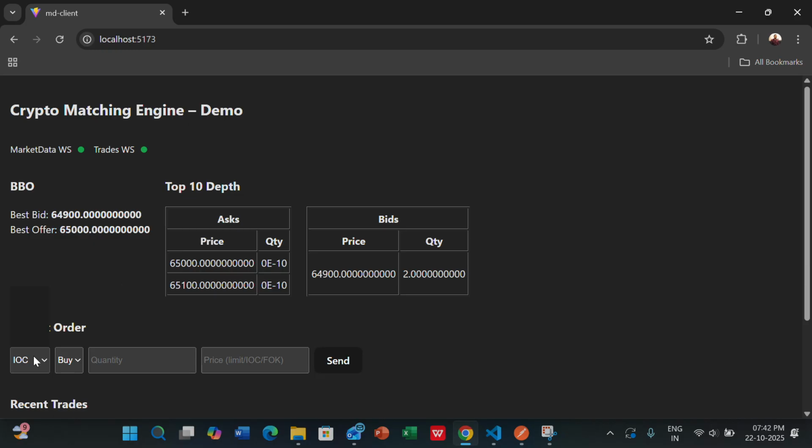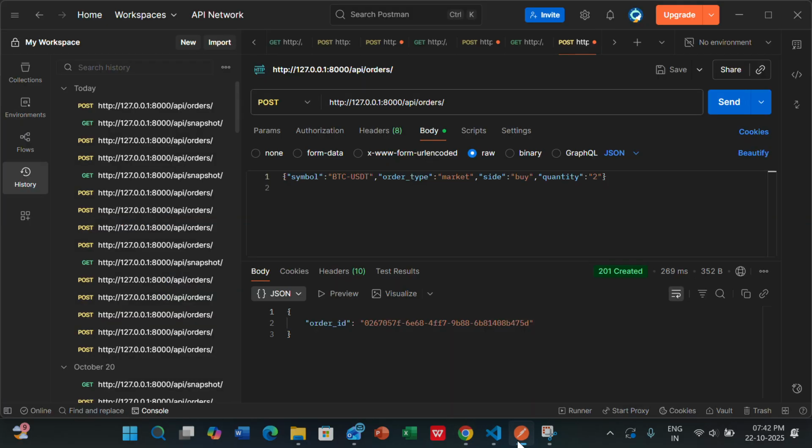Now for FOK, fill or kill, it must fill the entire 3 instantly at 65,100 or better, or it cancels completely, no partials. If I say quantity 3 and 65,100, now as you can see, we don't have any quantity remaining, so it will not work. It will not show any data. So the main idea is that I have shown all the functionality that has been mentioned in the assignment.